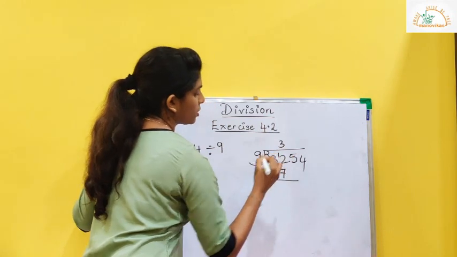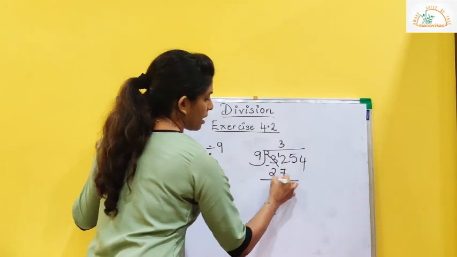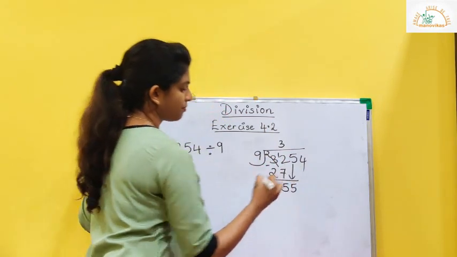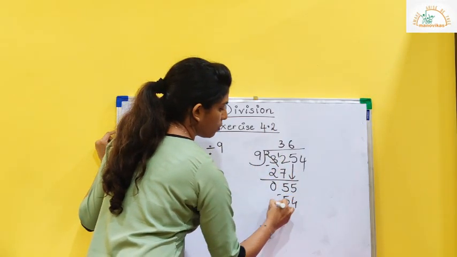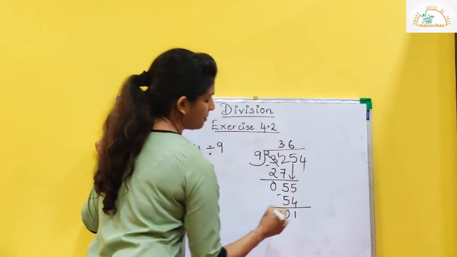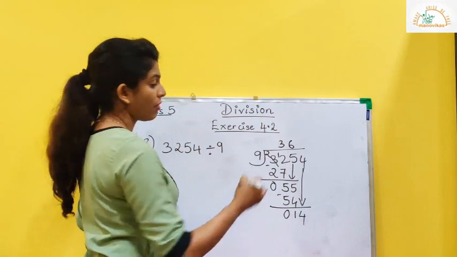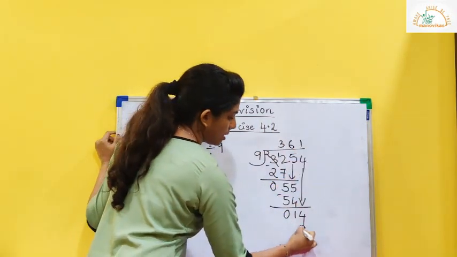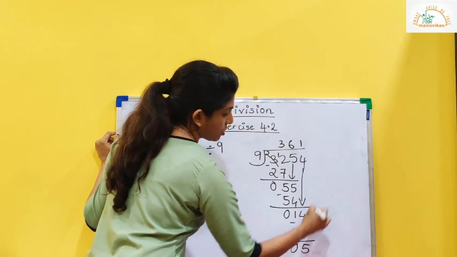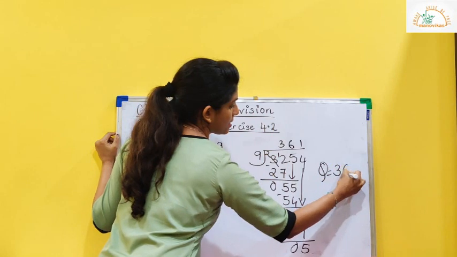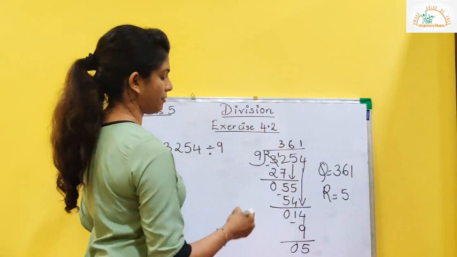32 minus 27 is 5. I bring down 5. 9 6s is 54. I get 1. Now I bring down 4. Okay, 9 1s is 9, and I get here 5. So here the quotient is 361 and remainder is 5.